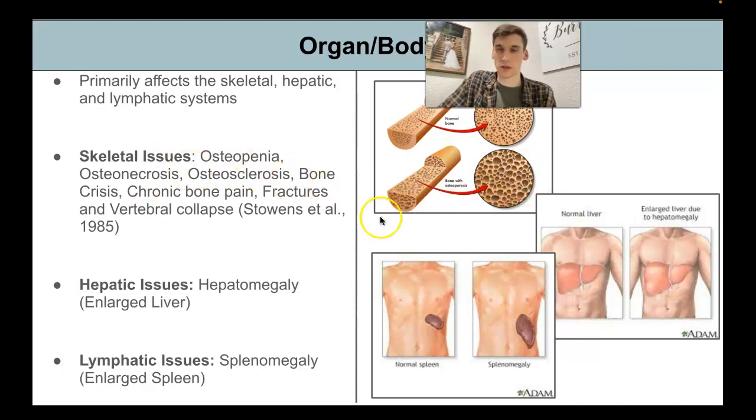We get osteonecrosis, so we get the decay of our bone. We get bone crises, which are things that are just really painful walking and movement, and then a lot of fractures and vertebral collapses from the fact that the bones weaken. Hepatic issues and lymphatic issues are the same. They are enlarged organs, so it's enlarged liver and enlarged spleen.